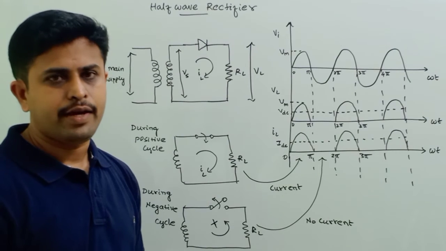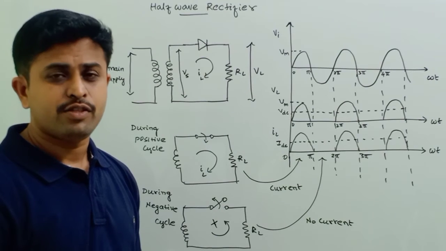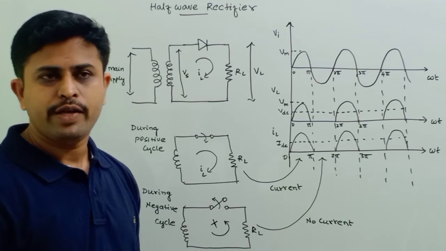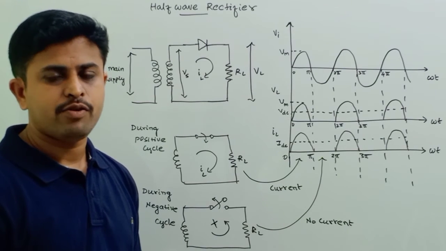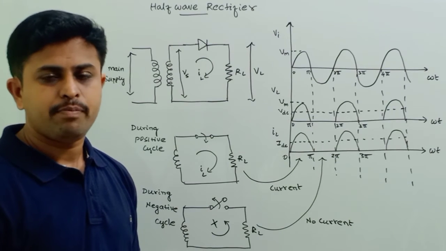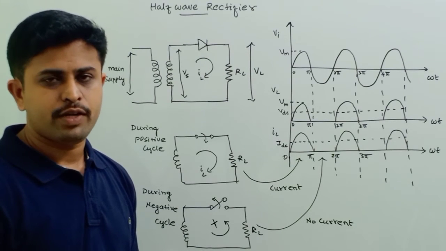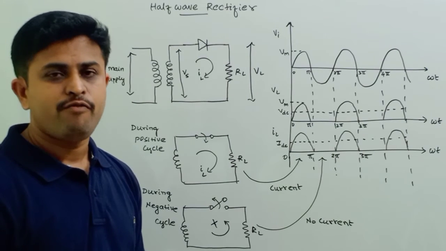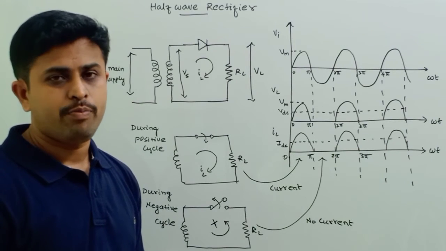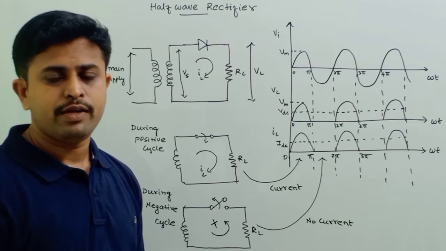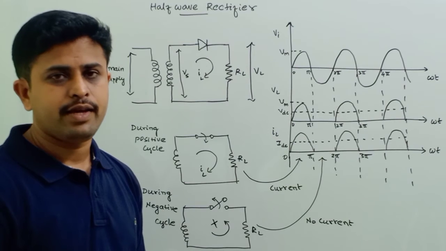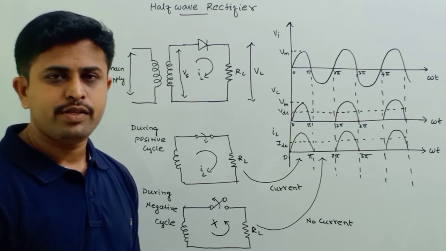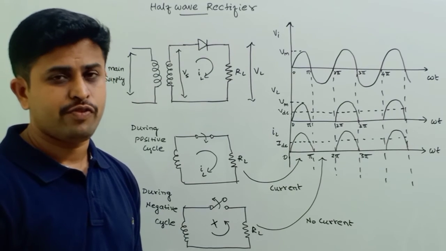A diode can be either forward biased or reverse biased, that is switched on or switched off. If we connect the positive terminal to the anode of the diode and negative to the cathode, then the diode is said to be forward biased. If you connect in the opposite direction, then the diode is said to be reverse biased. When the diode is forward biased, it acts as a switch on. When the diode is reverse biased, it acts as a switch off.